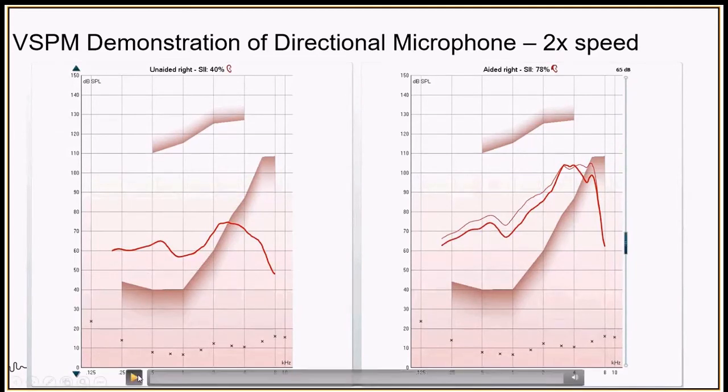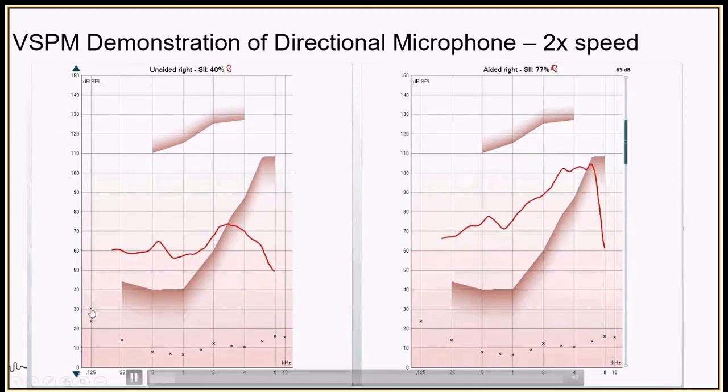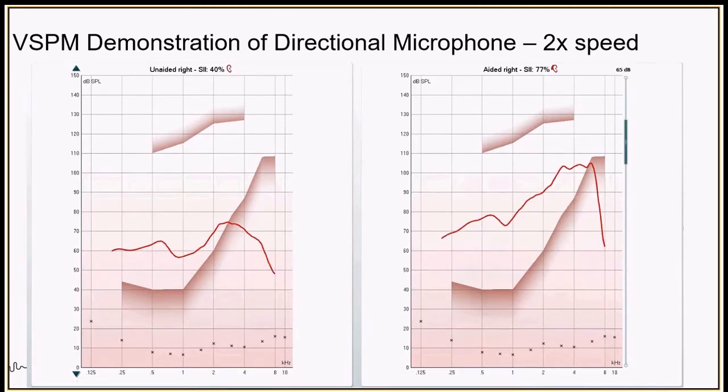I'll just play that again once more for you. So first of all, with the feature off, and then in the second measurement, we apply the setting on, and then we can go ahead and show this lower output from the hearing aid, because this feature is applied.